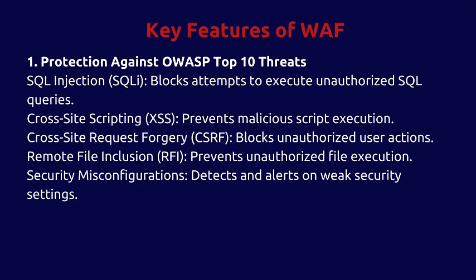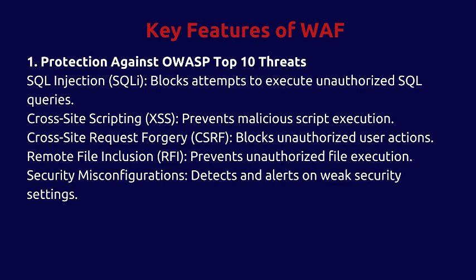What are the key features of the WAF? Number 1, protection against OWASP top 10 threats. SQL injection, which blocks attempts to execute unauthorized SQL queries. Protection against cross-site scripting, which prevents malicious script execution. Protection against cross-site request forgery, which blocks unauthorized users' actions. It protects against remote file inclusion, RFI, which prevents unauthorized file execution. It protects against security misconfiguration, which detects and alerts on weak security settings.